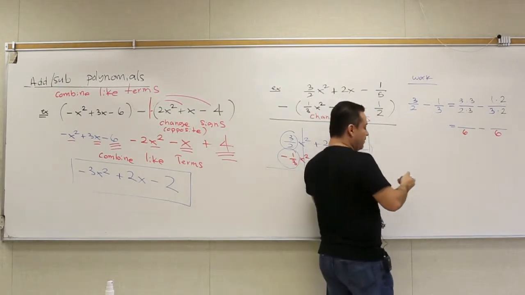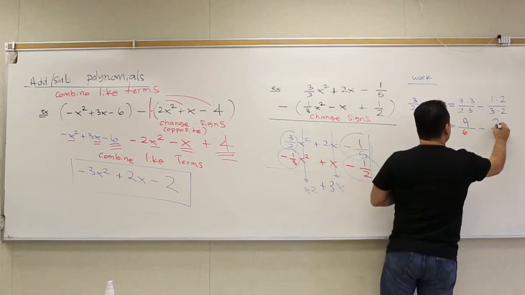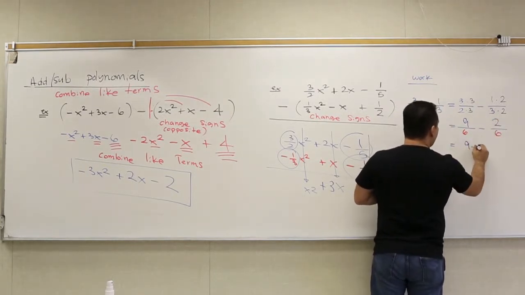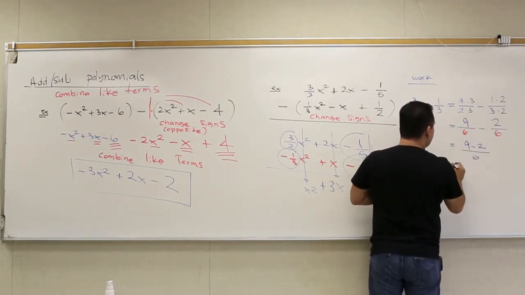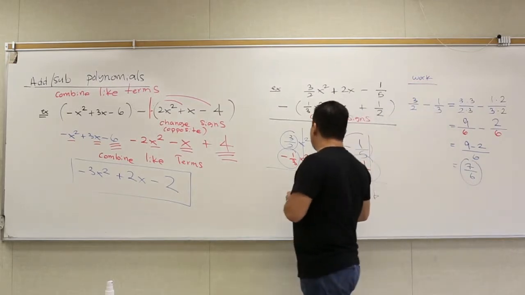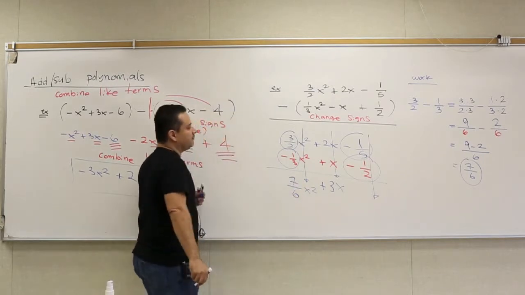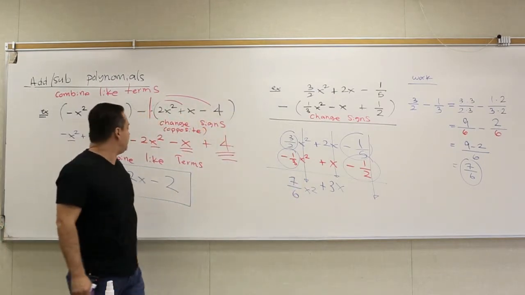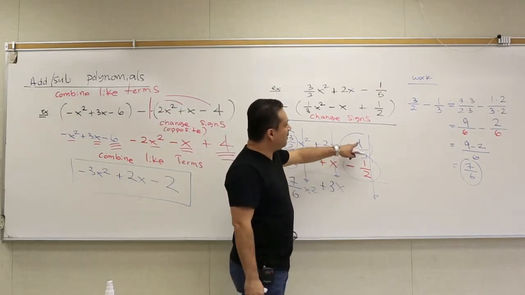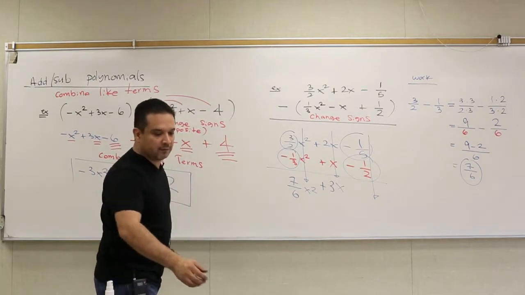It's back. You guys want to be experts with this. 3 times 3 is 9. 1 times 2 is 2. I get 9 minus 2 over 6. What's 9 minus 2? 7 over 6. So the work I did here gets placed as 7 over 6. I now have to do some work with my negative 1/5 and my negative 1/2. So let's do that work.